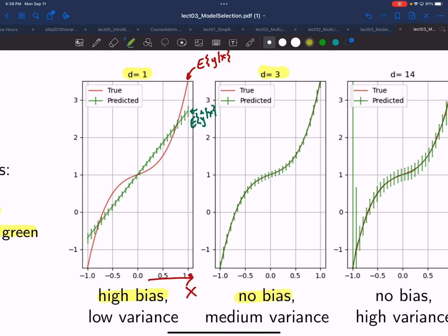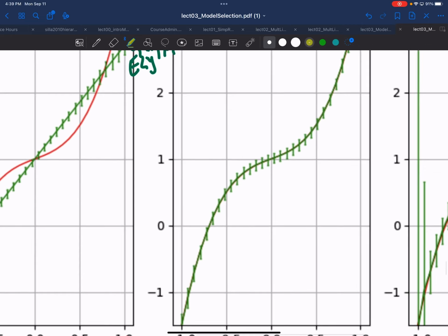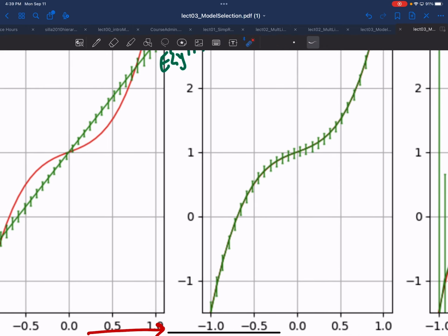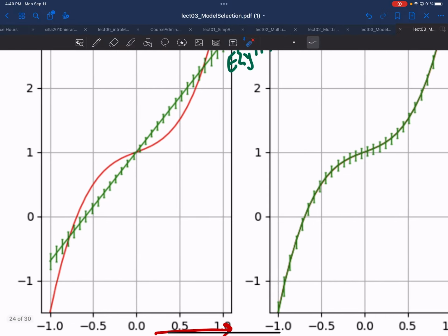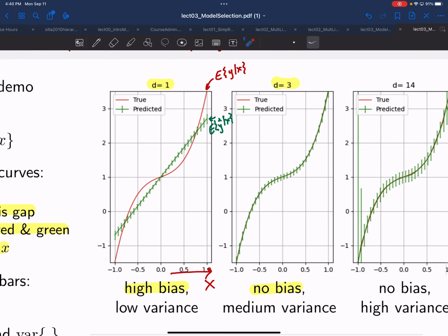And when you look at the error bars, you can see that they're a little bit larger than these. But it's not really too bad. So we might say that the first case had low variance. Remember, variance is the deviation of the green prediction from its average. So that's what's being shown by those error bars. Here, medium variance. No bias, medium variance.